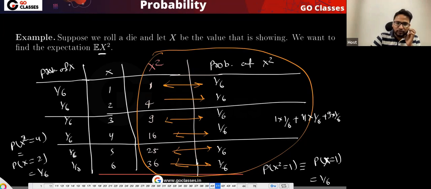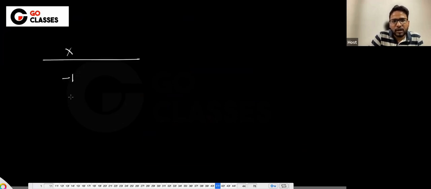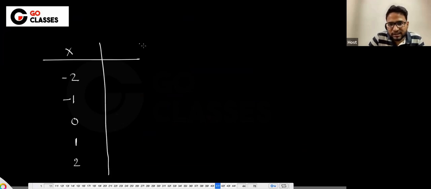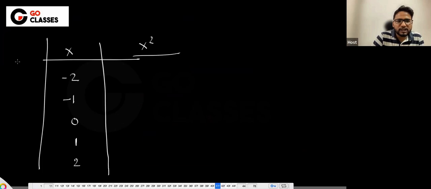Now, just for the sake of example, let me take a different question where x is taking different values: -2, -1, 0, 1, 2. Now let's say there is x square. Let's suppose the PMF for x, p of x, is 1 by 5 for each of the five values.